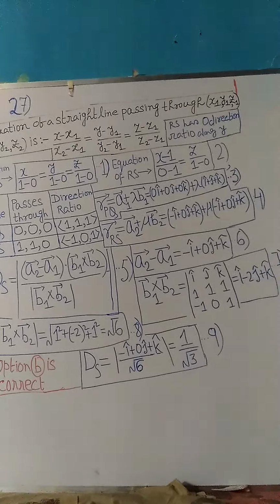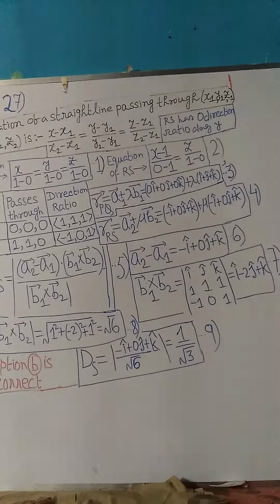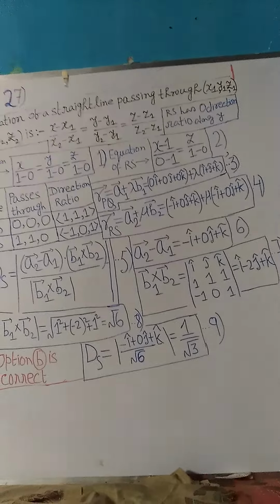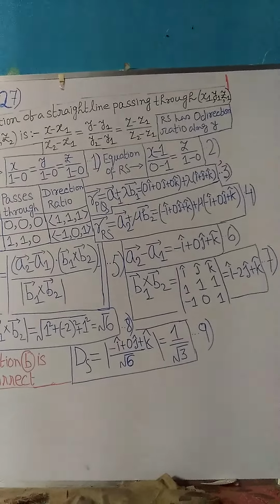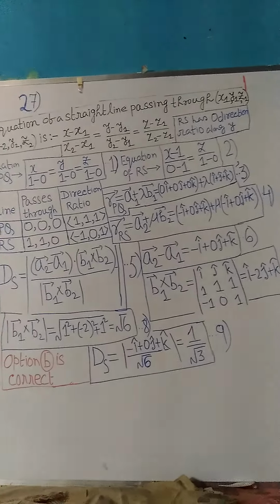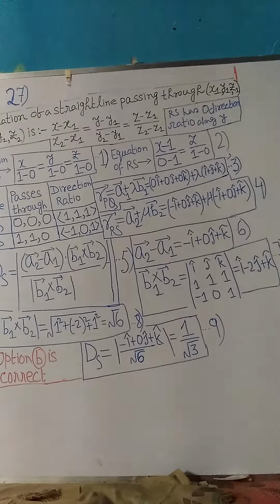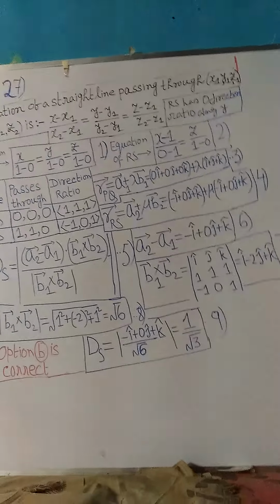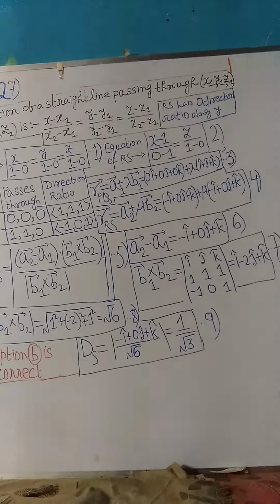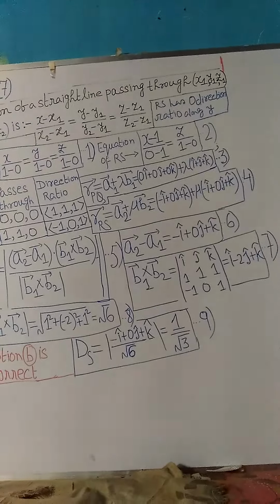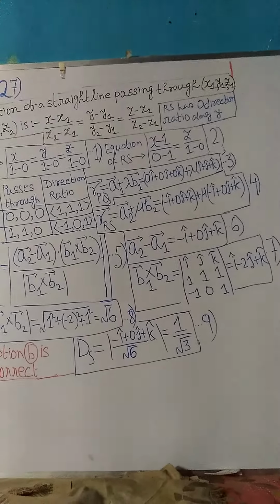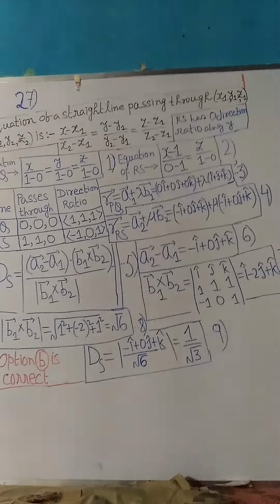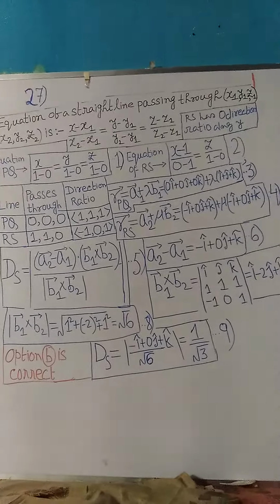As just stated, the different components appearing in equation 5 are now evaluated one by one through equations 6, 7 and 8 written on the board. Please see them carefully. Now, plugging equations 6, 7 and 8 in equation 5, the shortest distance between the two lines PQ and RS is given in equation 9, which comes out to be 1 by root 3 unit, and hence option B is the correct answer.